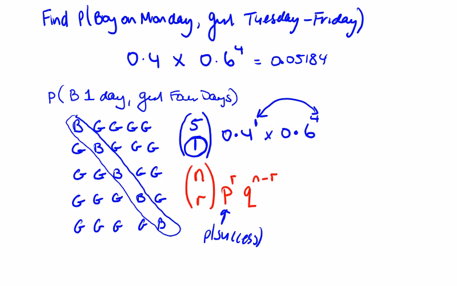So the answer to this one, 5 choose 1 by 0.4 to the power 1 by 0.6 to the power 4, is the first multiplied by 5, which is 0.2592.